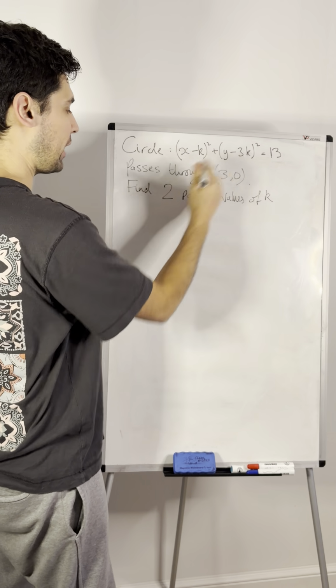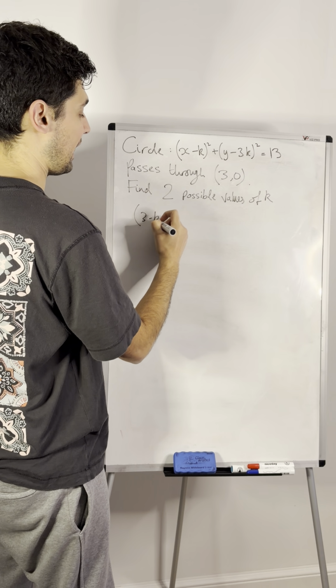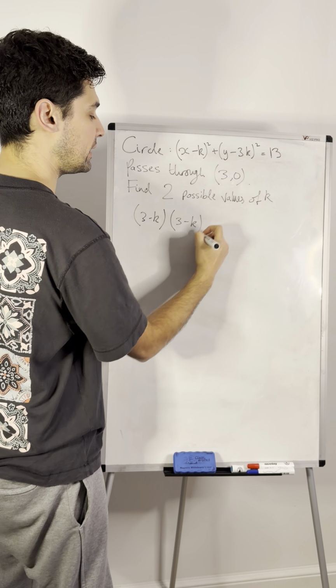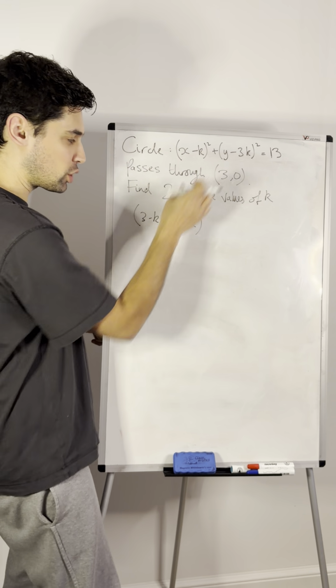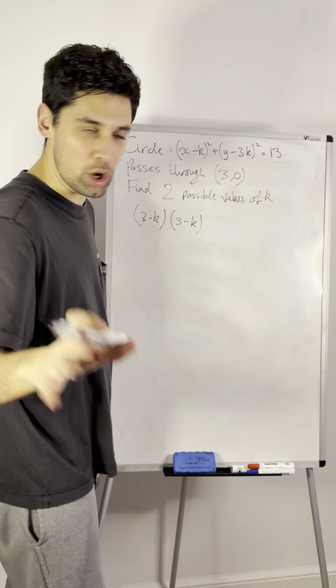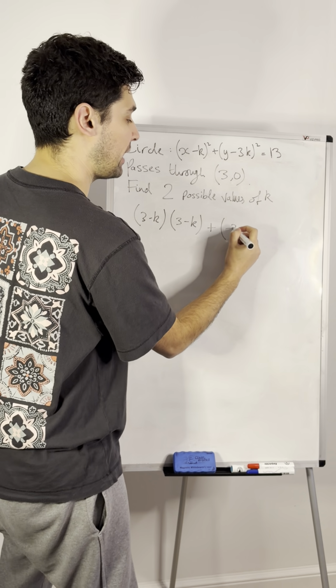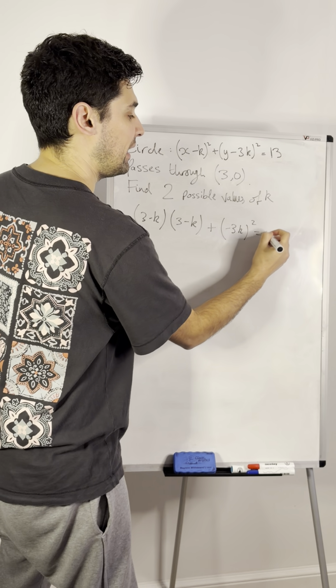So (3 minus k) all squared. Before writing all squared, I'm just going to write it out next to each other because we know we're going to be expanding this. So expanding it fully, if the bracket's squared, write them next to each other so you don't make a mistake. Plus, this one's going to be 0 minus 3k, so just (minus 3k) all squared equals 13.